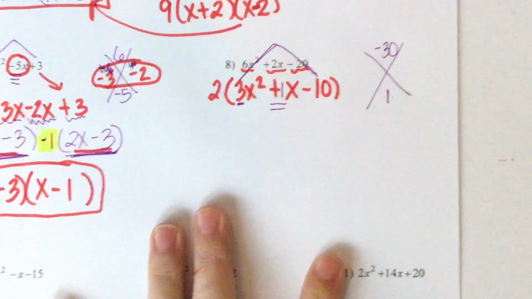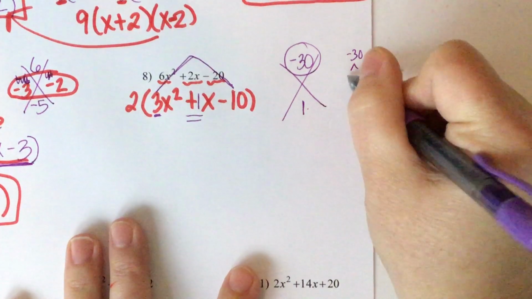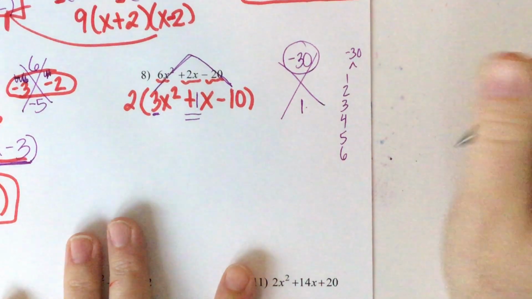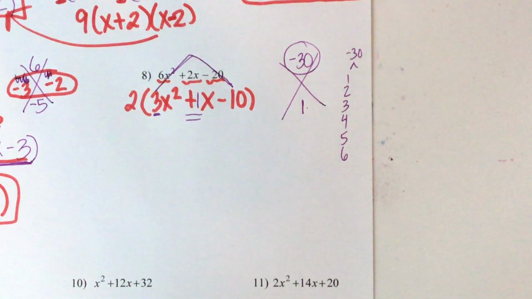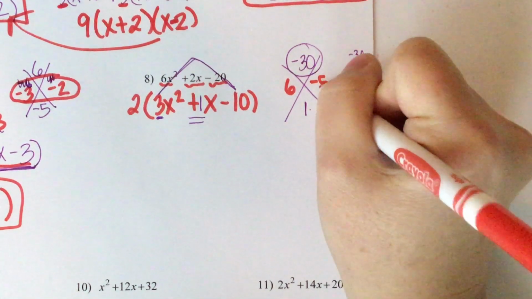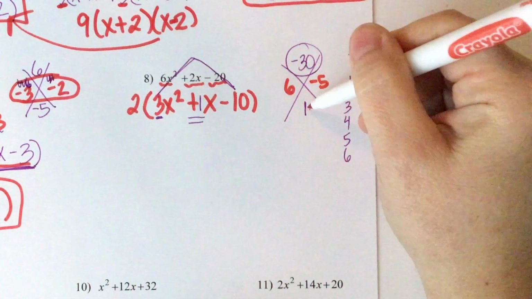And remember, if you don't know, you take what you're trying to get them to multiply to be and you start making a list. And eventually you'll find it. Can anybody tell me who they are though? It's a positive 6 and a negative 5. Those multiply to make negative 30 and they add to make 1.